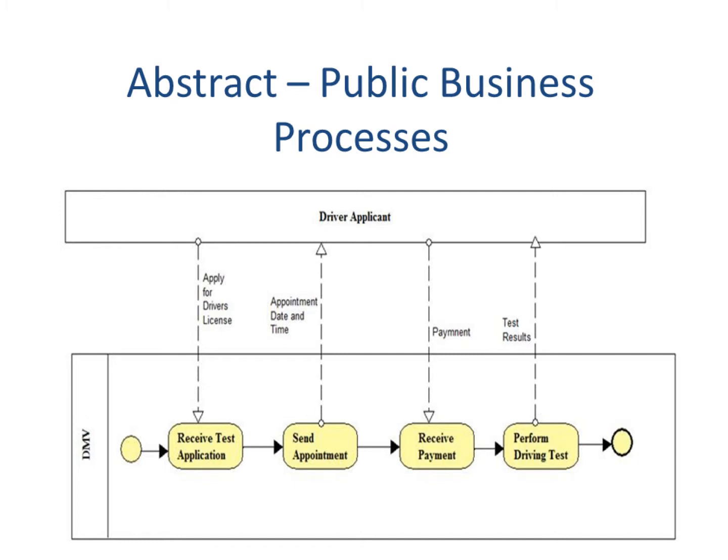Thus, the abstract process shows to the outside world the sequence of messages that are required to interact with the business process. An example of this model is the interaction between the driver applicant and the Department of Motor Vehicles.